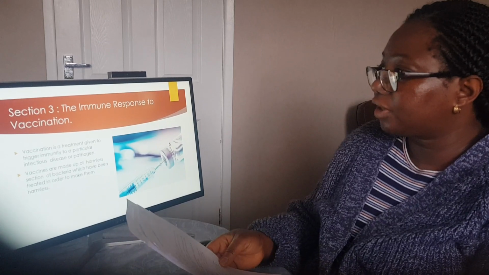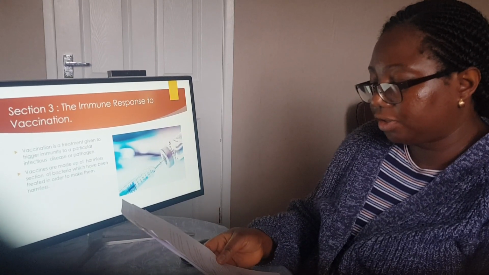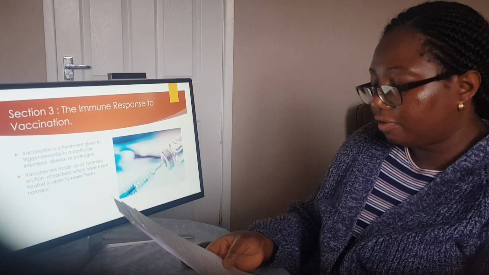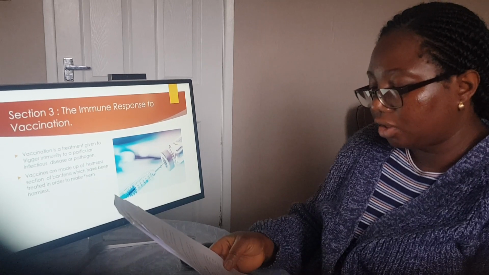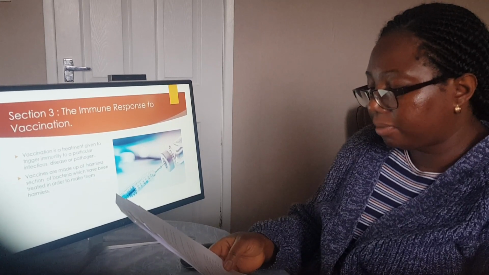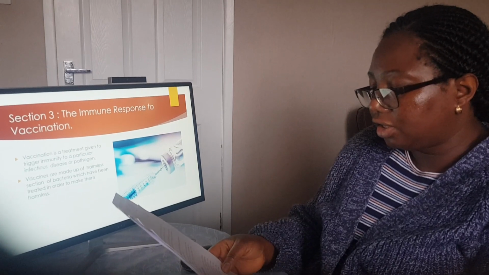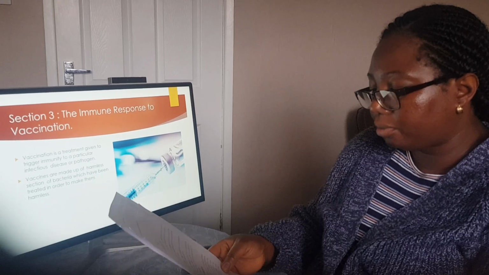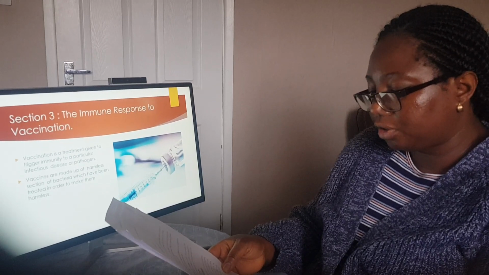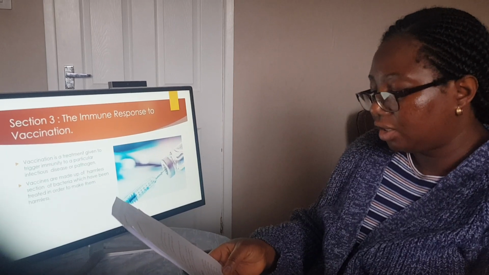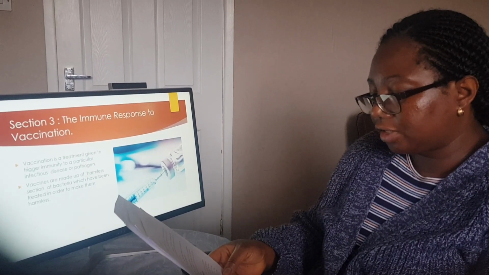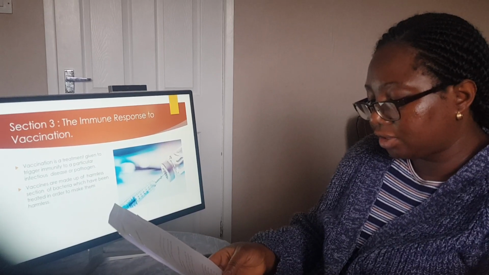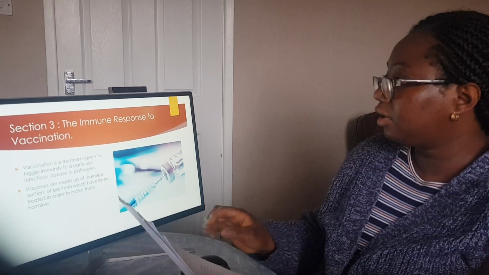The immune response to vaccination. Vaccination is a treatment given to trigger immunity to a particular infectious disease or pathogen. Vaccines are made up of sections of bacteria which have been treated in order to make them harmless. According to the NHS, vaccines teach your immune system how to create antibodies that protect you from microorganisms. It is much safer for the immune system to learn this through vaccination than by being infected with the disease and then being treated. And once the immune system knows how to fight a disease, it can protect you for many years.